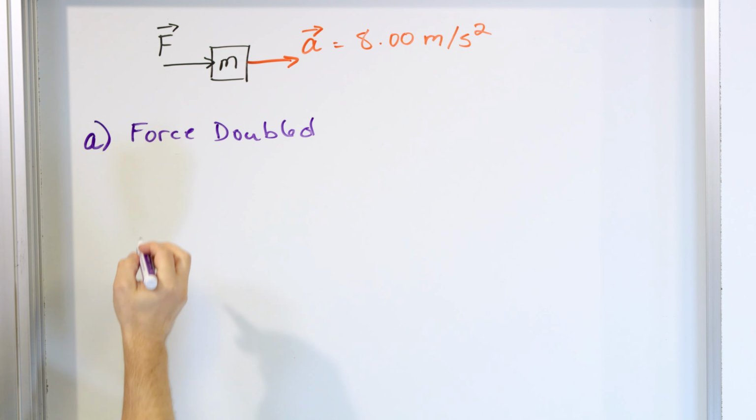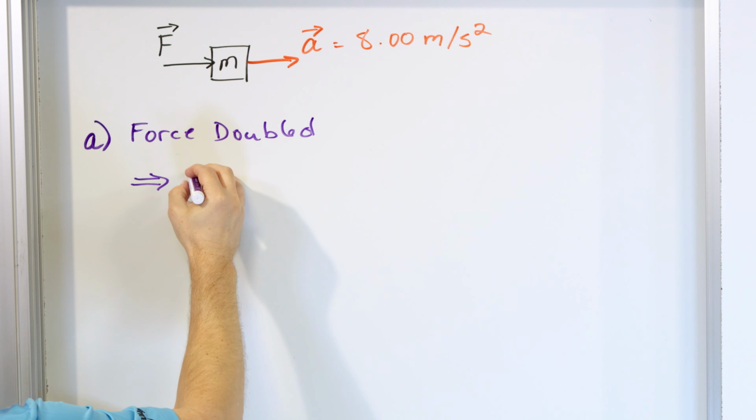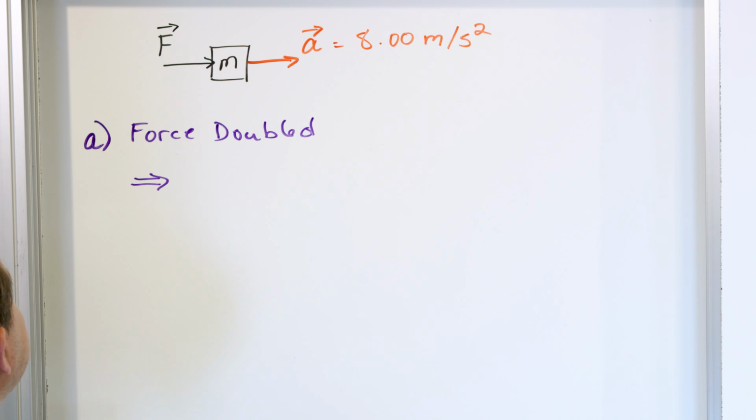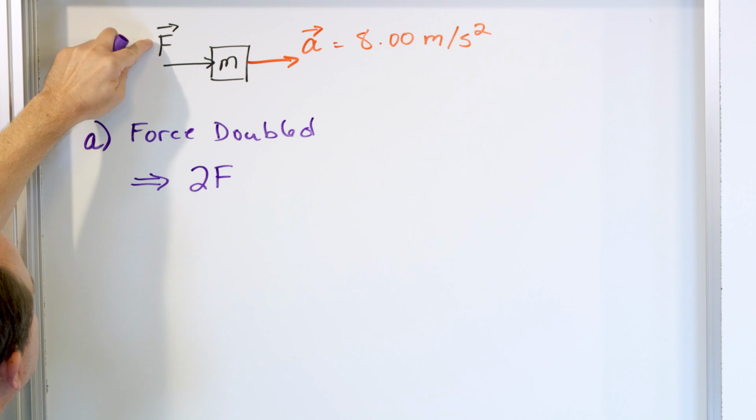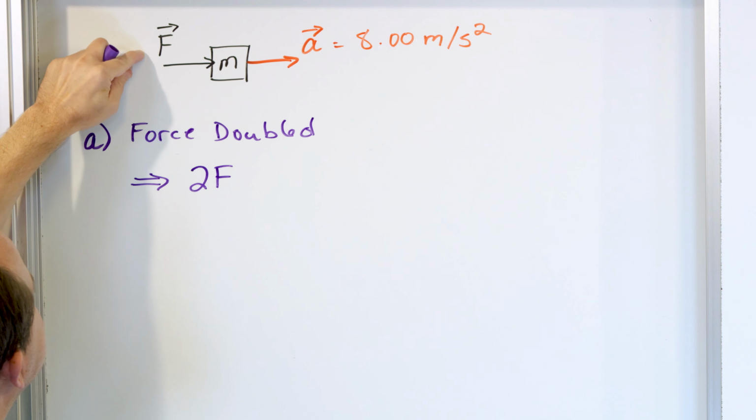In other words, what this means is that we're basically going to substitute in a new force; we're doubling the force that's initially applied to the block. So if a force F applies and gives this block an acceleration of 8 meters per second squared, what happens if we double the force? How will the acceleration change?